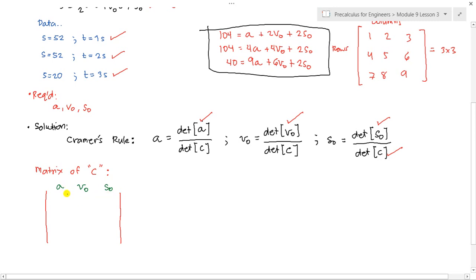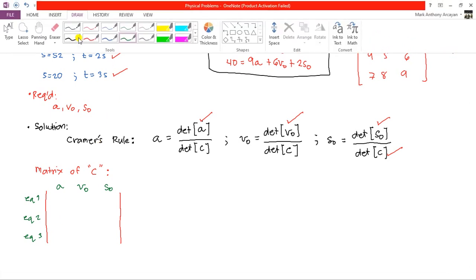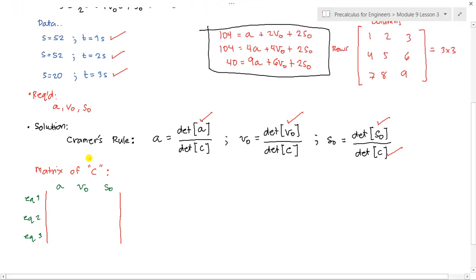So that is our column: column for acceleration, column for initial velocity, and column for the initial height. How about the rows, sir? For the rows, row 1 represents equation 1, row 2 represents equation 2, and row 3 represents equation 3. Now, we write their coefficients. Again, coefficients only. So this is equation 1, this is equation 2, and this is equation 3.